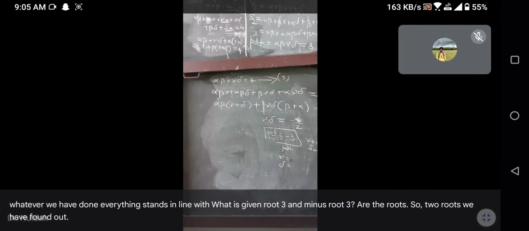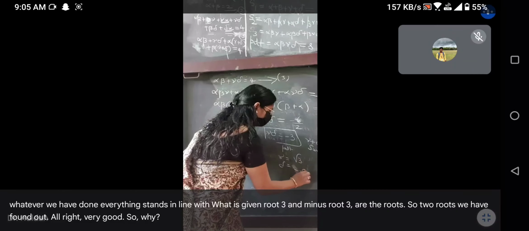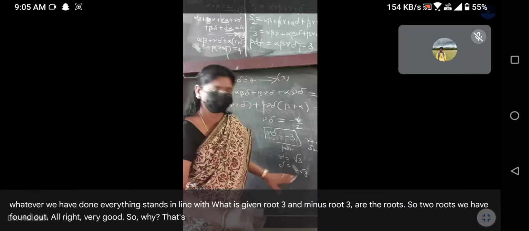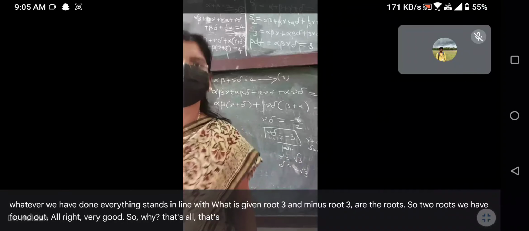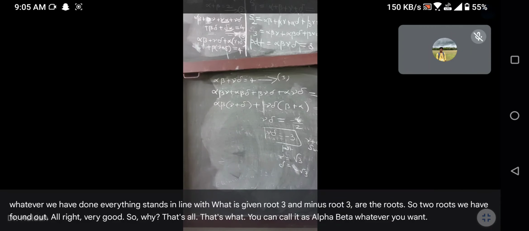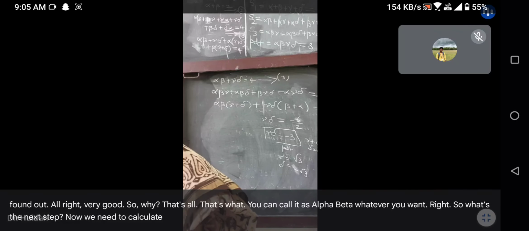All right, very good. These are just names. That's all. Just something simple. These values are only important. You can call it alpha, beta, whatever you want. Right. So what's the next step now? We need to calculate alpha and beta separately.